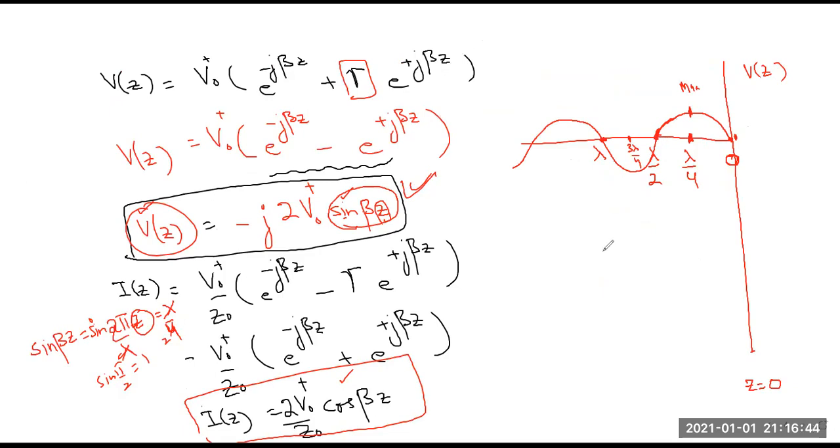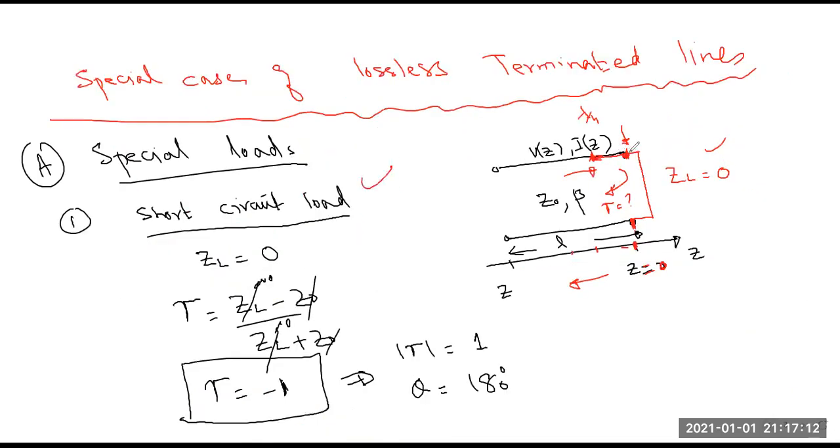And now you can also find out the graphical representation for current. Current is varying as cosine function. So when Z is equal to 0, cos 0 will be maximum. So it means at Z equal to 0, the current will be maximum. And again, for short circuit load, it makes sense. We all know, even from our circuit theory, that across the short circuit load, voltage is zero, but current is maximum. Okay, so this is a maximum current.